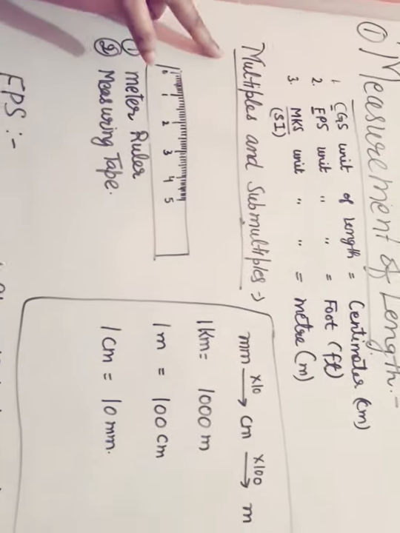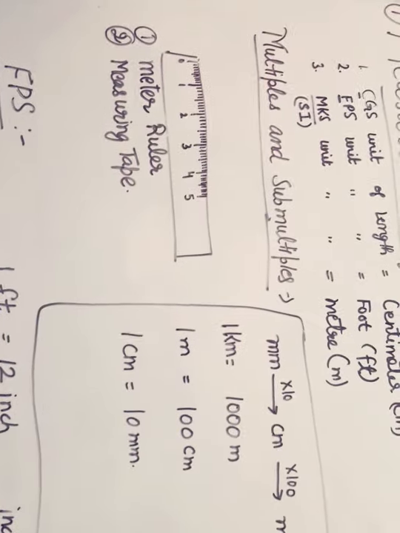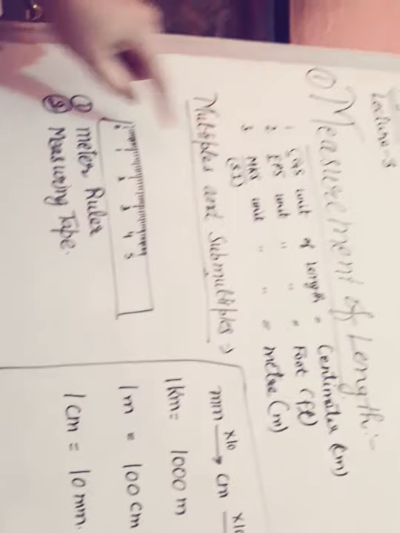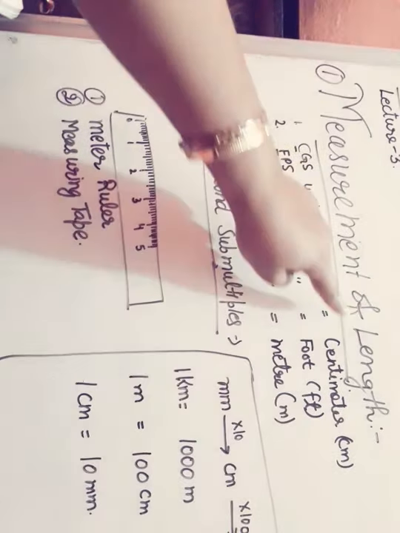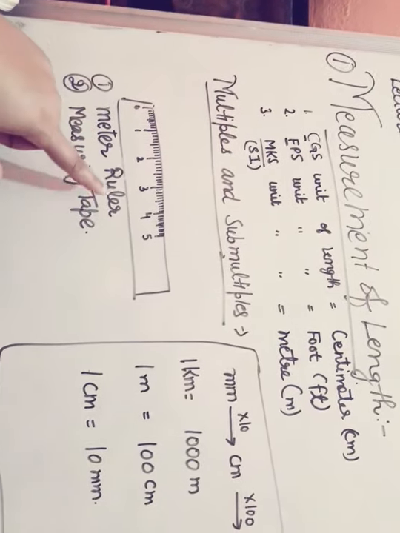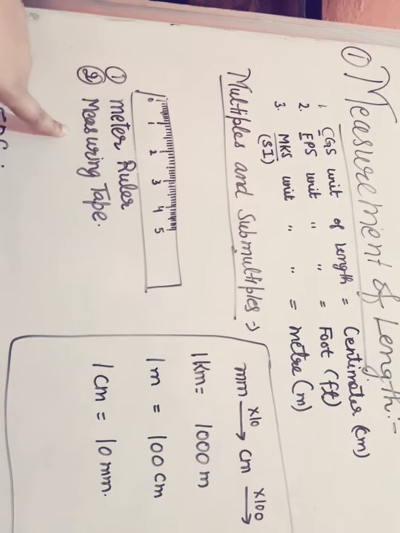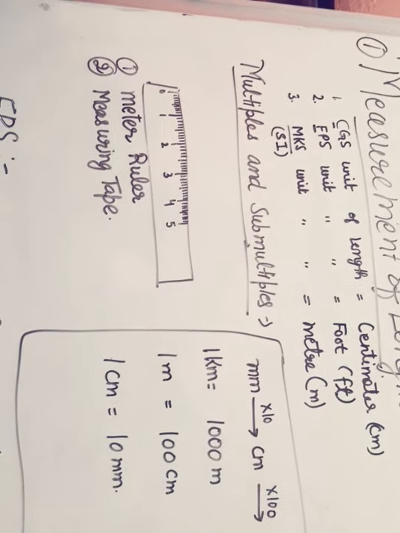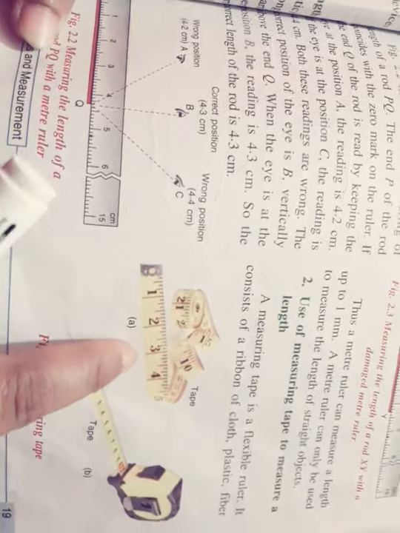Now what are the multiples and submultiples? First of all, we will see how to measure length. We can measure it with the help of a meter ruler, or the tailor uses a measuring tape like this. This is the measuring tape and this is the meter ruler. You can see here in the book, these are used by the tailor to measure length.